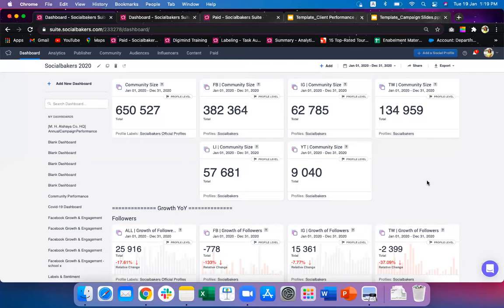So the starting point is, what is your presence? This is something you need to know: your potential impressions, the potential audience that will be seeing your content. Based on that, if you're targeting more people, you need to grow and target with ads, and understand where your marketing efforts should go.